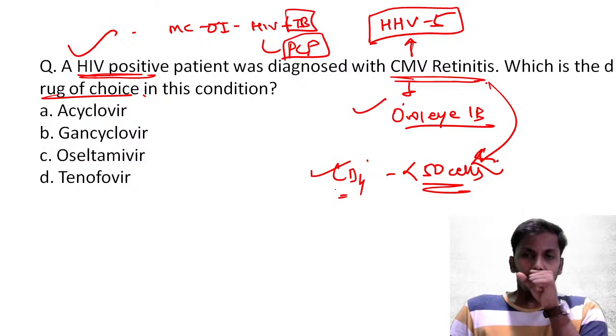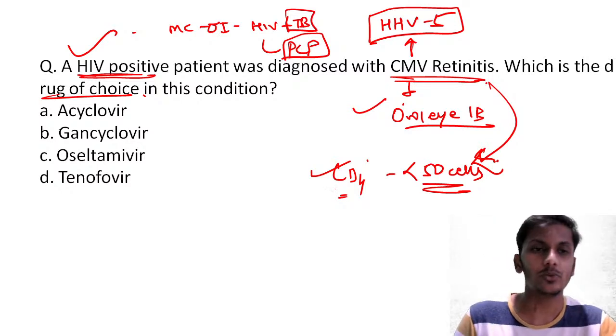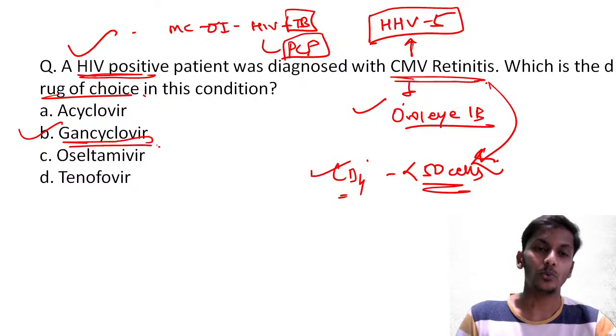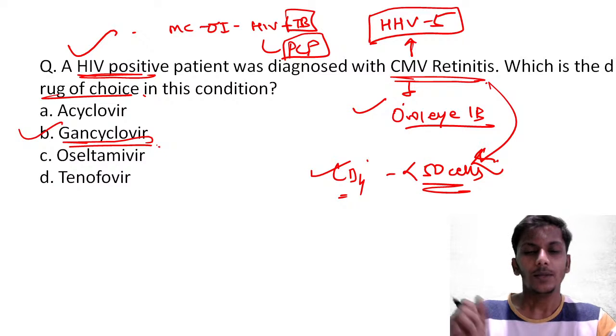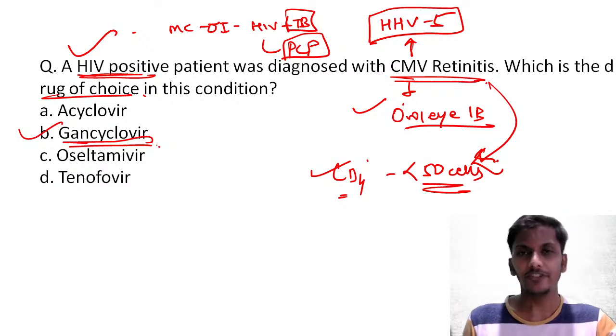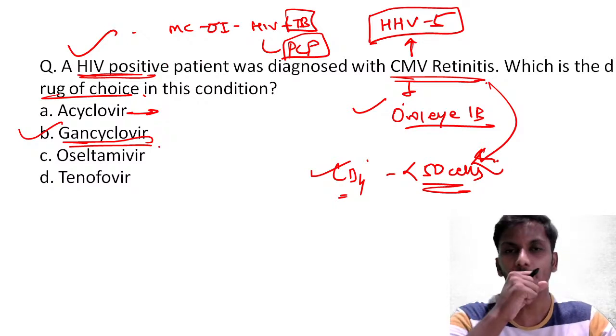Now, what is the drug of choice? Anybody? Yes, very good, Krunal. The answer over here is option B, ganciclovir. Please remember, ganciclovir is the drug of choice in cases of CMV retinitis or any of the CMV infections. Then what is acyclovir? Acyclovir belongs to the same group, the antiviral group.